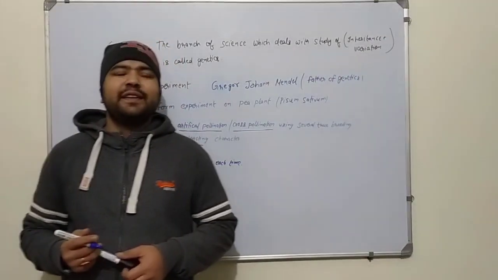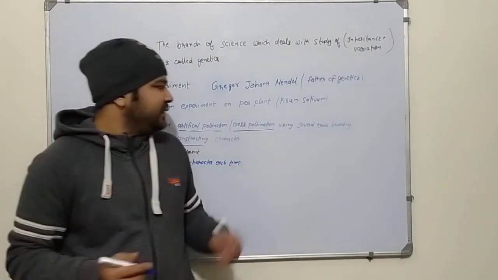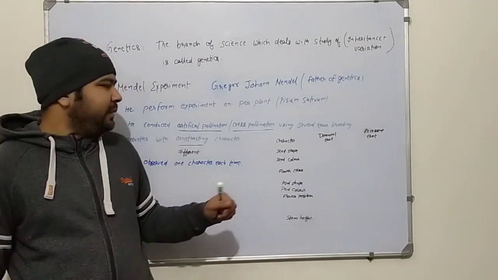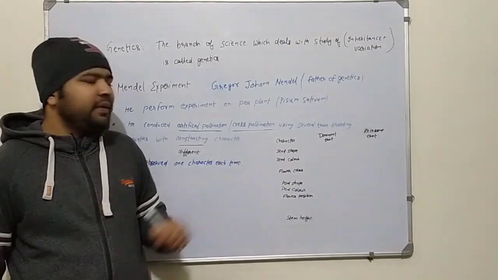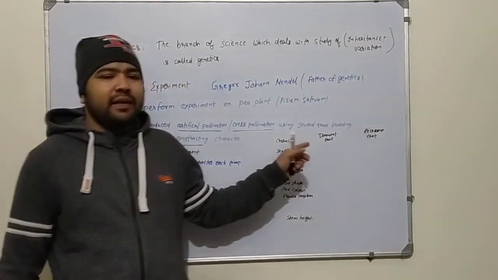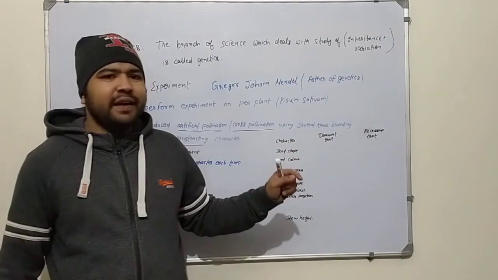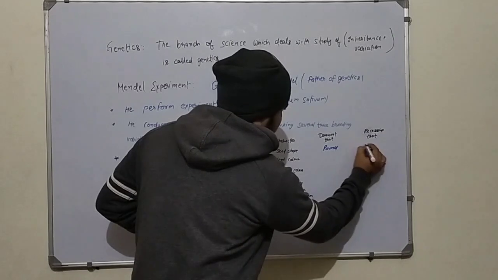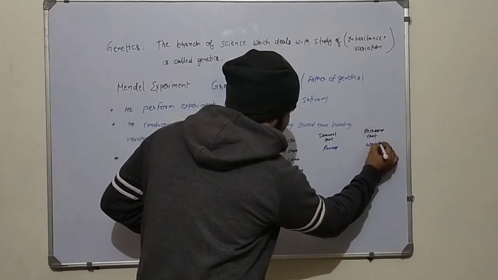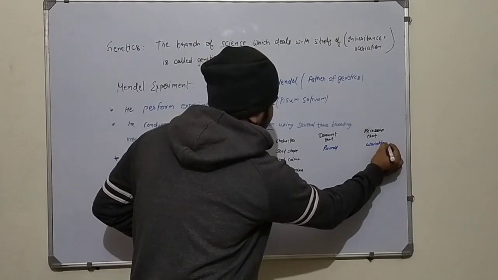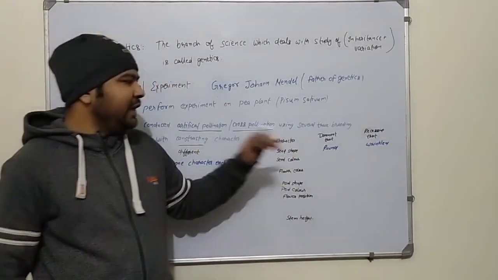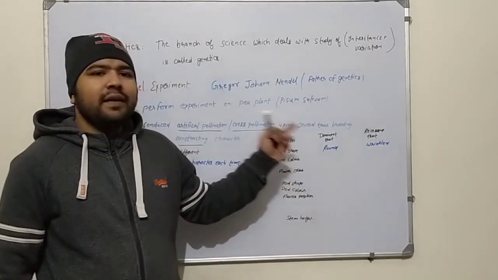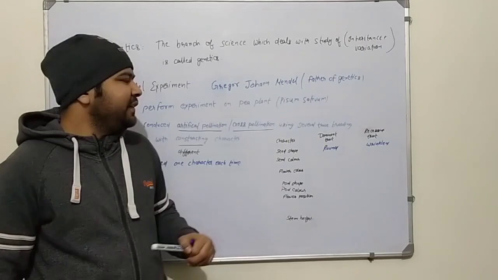What he observed in the experiment is listed here. These are the 7 traits which were observed by Mendel in his experiment. The first is seed shape. The dominant trait is round shape and the recessive trait is wrinkled shape. Seed color, yellow or green. Yellow is the dominant color while green is the recessive trait.